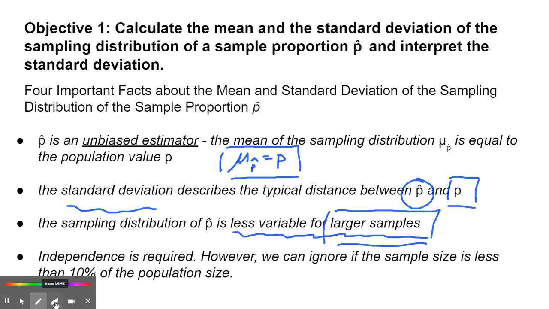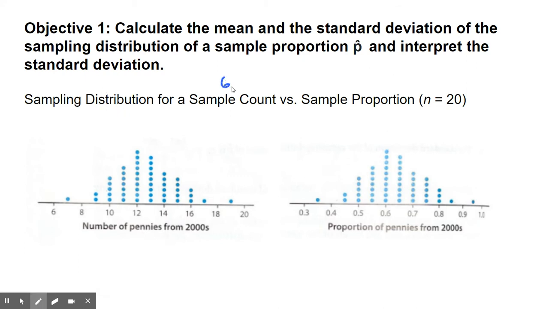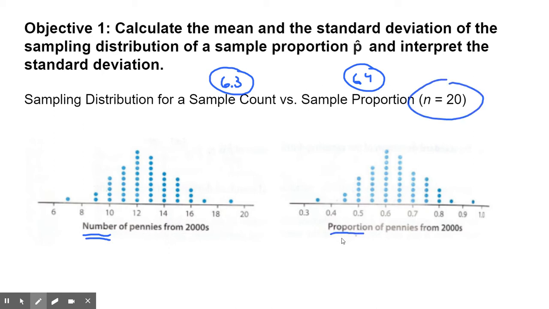That idea ties in to the next slide. What I'm trying to do here is talk about your sampling distribution for a sample count, which was section 6.3, the last video, versus your sample proportion in section 6.4. Notice that these two distributions are exactly the same. However, one is talking about the number of pennies out of 20, because our sample size is 20, versus one is talking about the proportion.